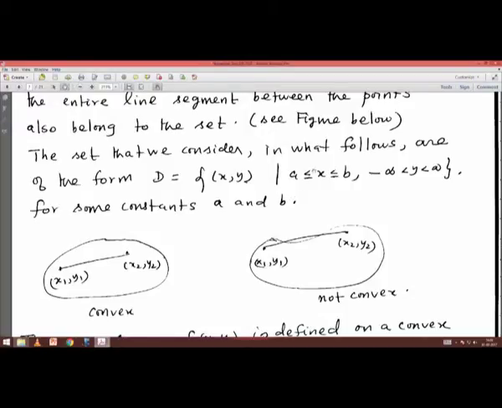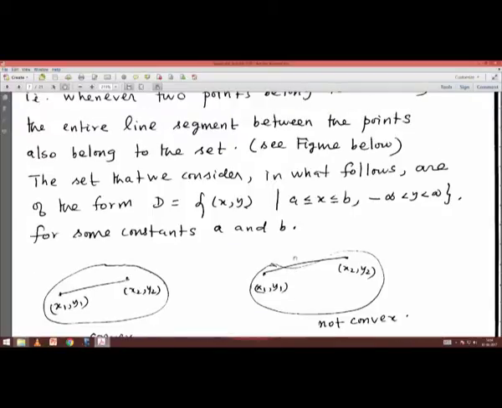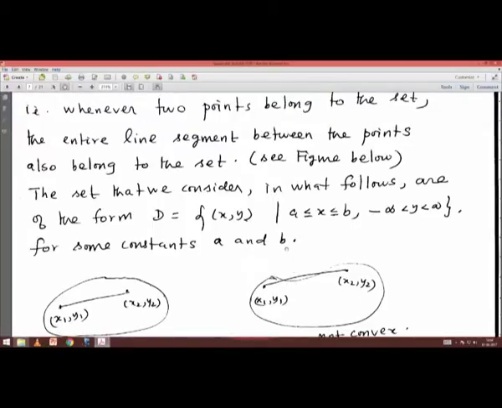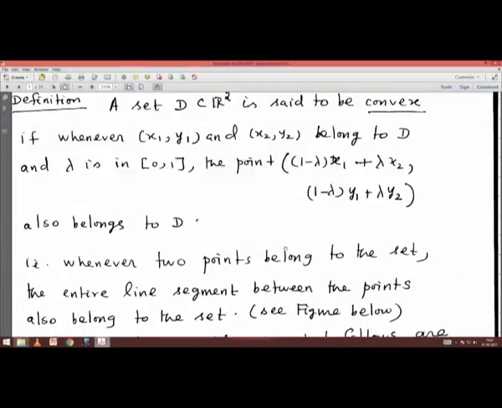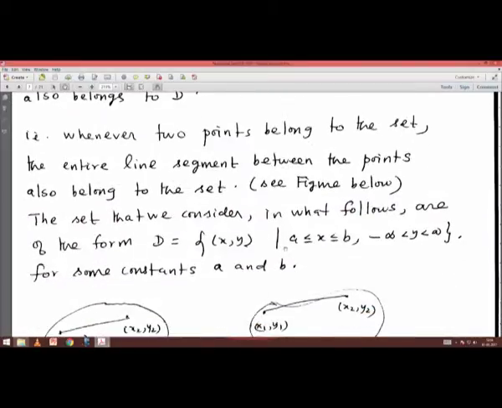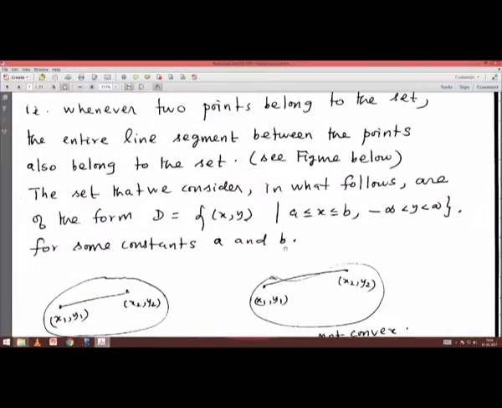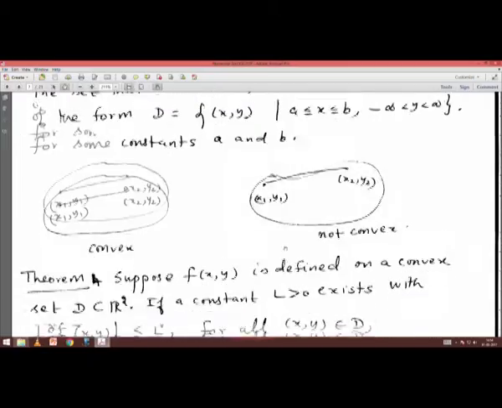In the other figure, that does not happen. A part of the line segment lies outside the set D. So, this set is not a convex set. So, consider a set which is convex. In what follows, our discussion is based on such a set which is a convex set.